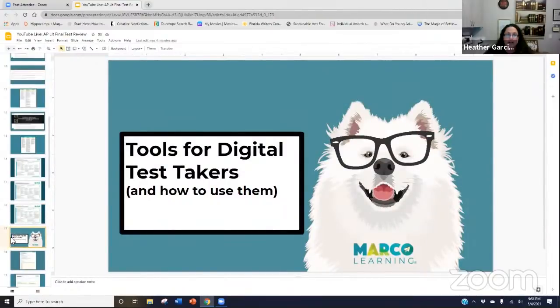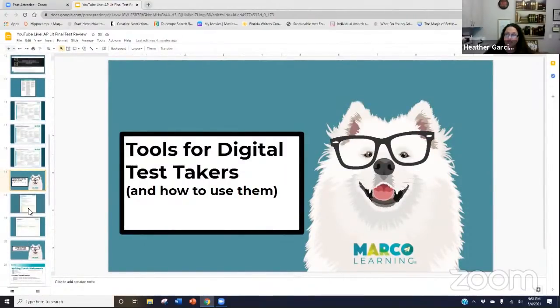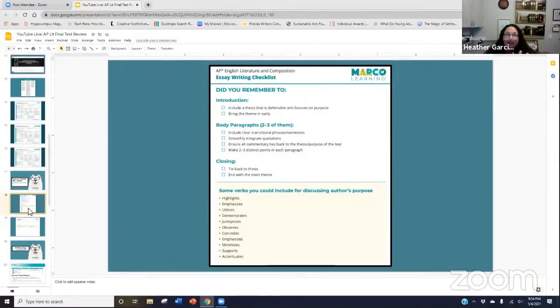So now, if you're going to be taking the test digitally, right? This doesn't work if you're taking it in person tomorrow. But if you're taking it digitally in a couple weeks, there is a really quick and easy checklist that you may want to just kind of jot down and keep near you, right?